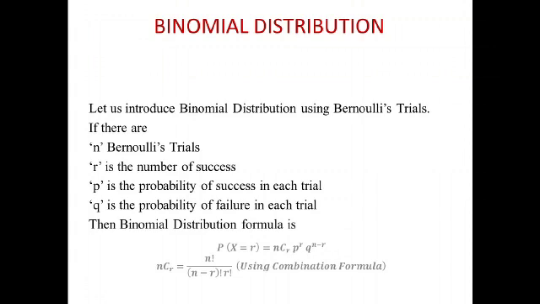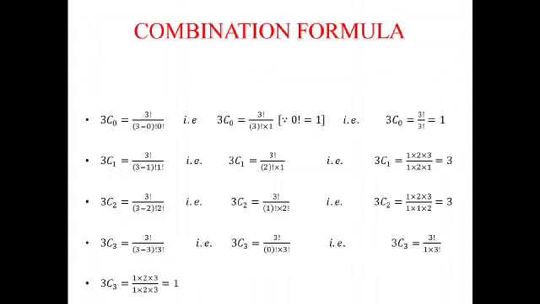So what exactly is the meaning of nCr? From n objects, you are going to select r objects. From 10 students, you select 5 students. Likewise. So let's understand combination formula with suitable examples.